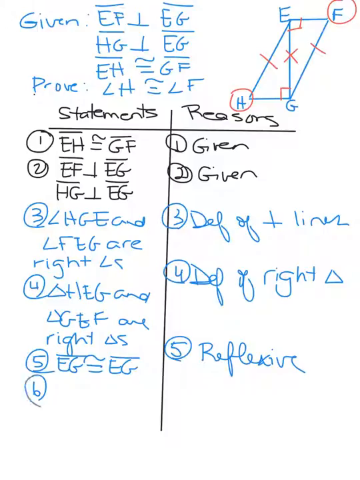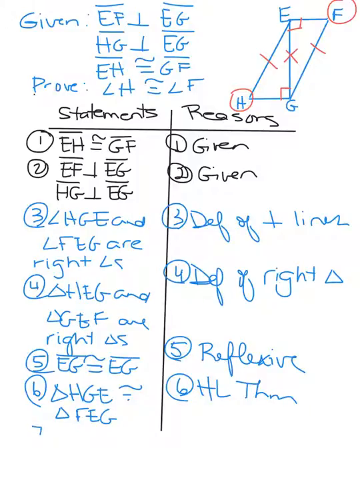And now I'm ready to state that they're congruent. So I can say triangle HGE is congruent to triangle FEG, and that is because of the HL theorem. And I'm ready for my last statement. Angle H is congruent to angle F, and that is because of CPCTC.